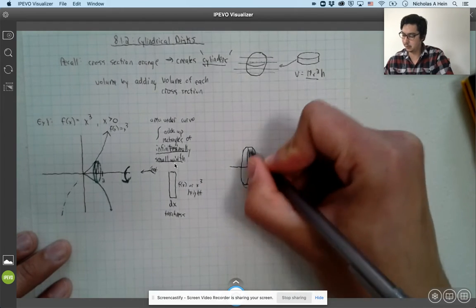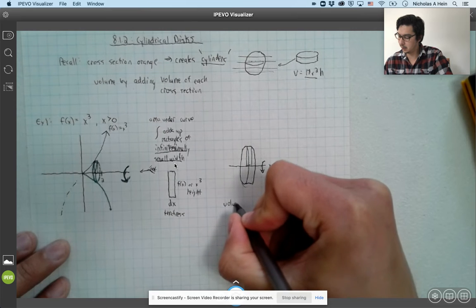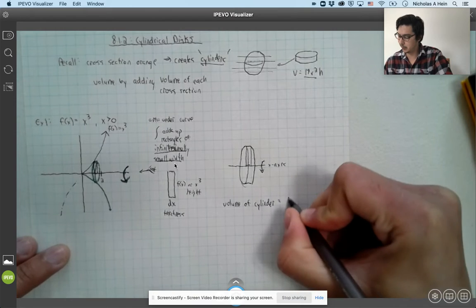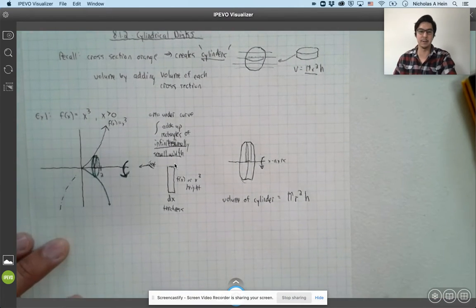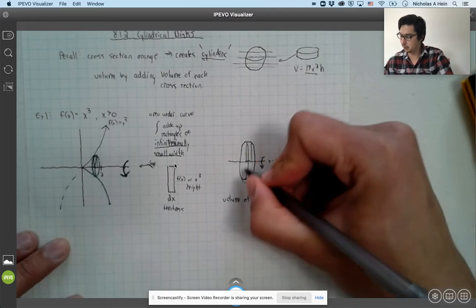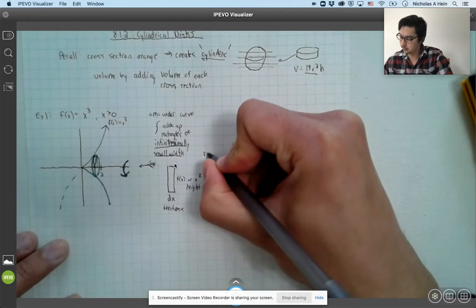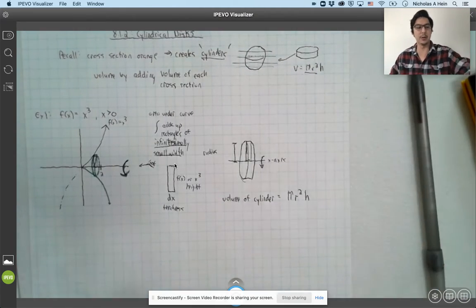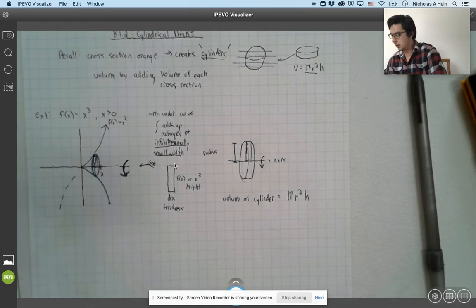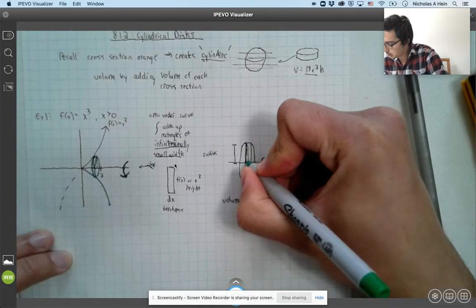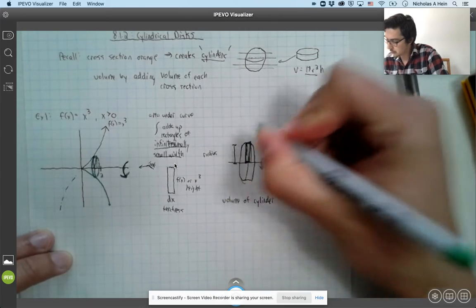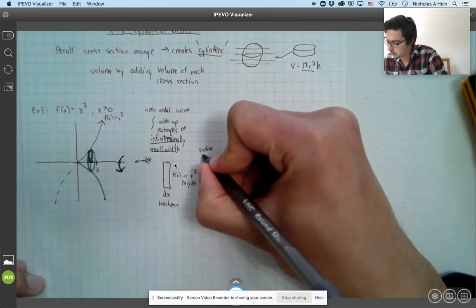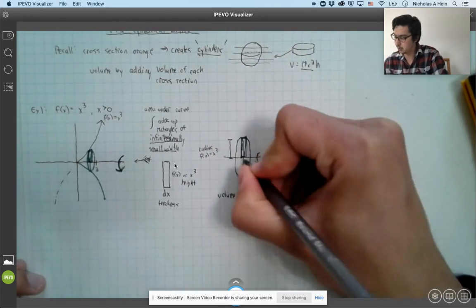So what's the volume of this one cylinder? Well, remember, volume is pi r squared h. That's the generic formula. Now, what's the radius of this circle? Well, notice that the radius of this circle is just the height of the rectangle. So the radius is f of x, or again, that's x cubed.